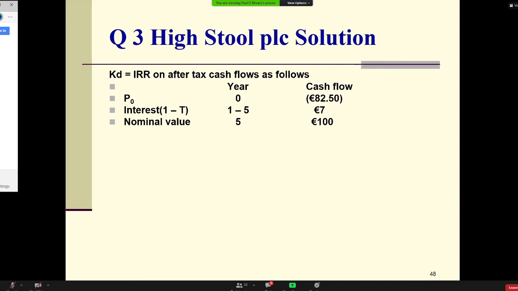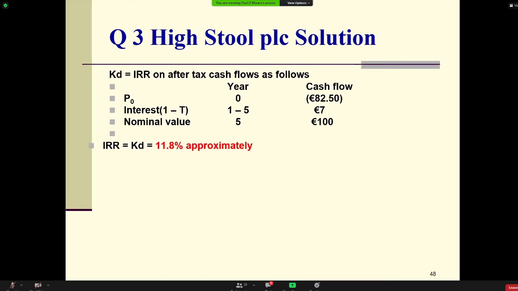So you need to use your discount tables, like your present value tables and your annuity table for years 1 to 5, and get an NPV reasonably quickly. If it's positive, go higher. If it's negative, go lower. Just get two NPVs and interpolate. If you do the thing correctly, you'll end up with an IRR, and you'll get something reasonably close to 11.8%.